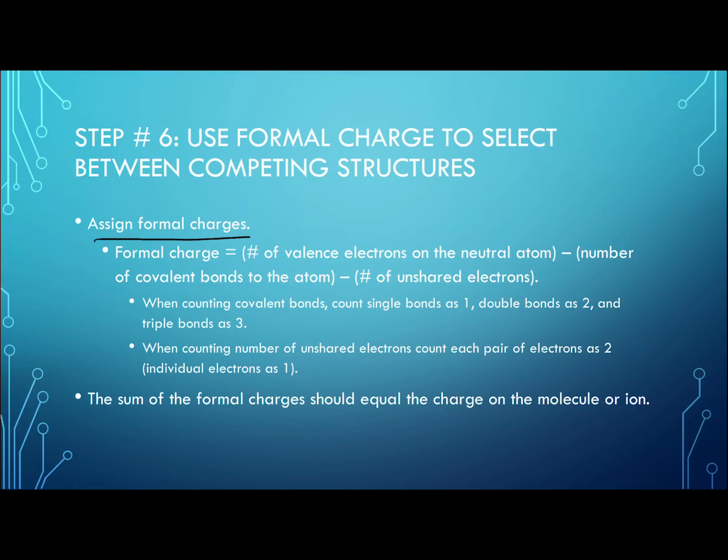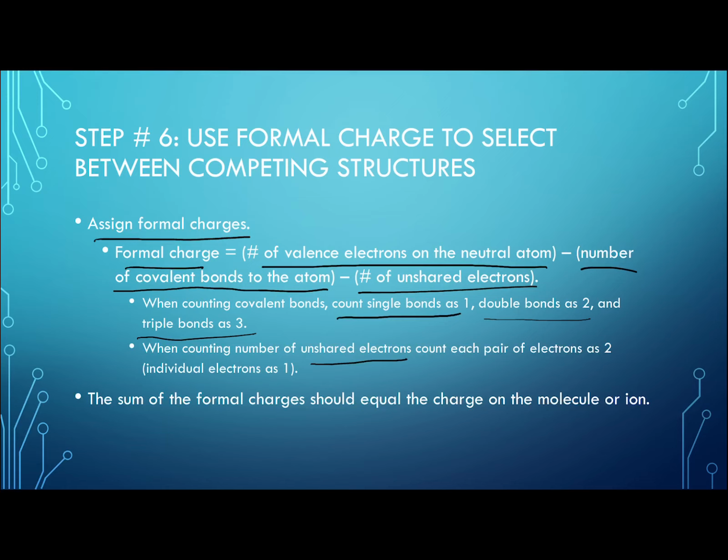We assign our formal charges with the following equation. Formal charge is equal to the number of valence electrons of the neutral atom, so given from our group number. We subtract our number of covalent bonds, and then we subtract our number of unshared electrons. Keep in mind that your bonds, if you have a single, that counts as 1. A double is 2. A triple is 3. And when we're talking about unshared electrons, it's talking about each individual one.